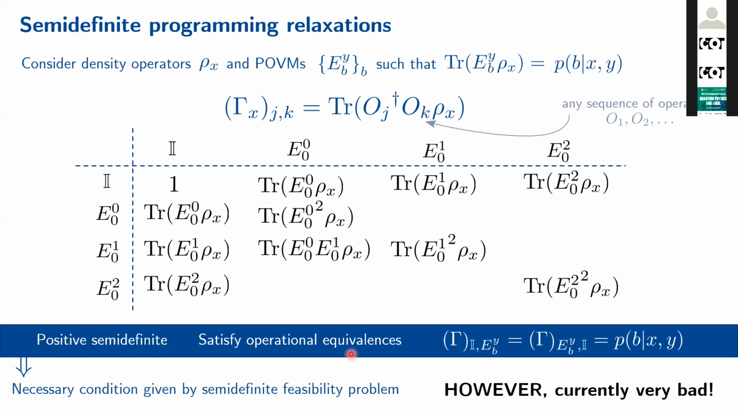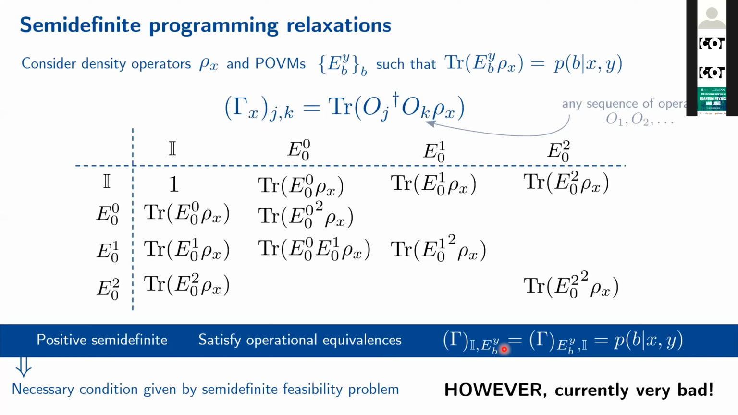And it will also satisfy some linear constraints based on the operational equivalences. So in the case of the preparational equivalences, these constraints are very simple, because basically the same mixtures of rho x, which need to sum together to be the same thing, if you take those mixtures of the gamma x's, they also need to sum together to be the same thing. So those are very simple. And for the measurement equivalences, you just do that. That's element-wise on some of the elements of the matrix. So far we've got positive semi-definiteness and some linear constraints.